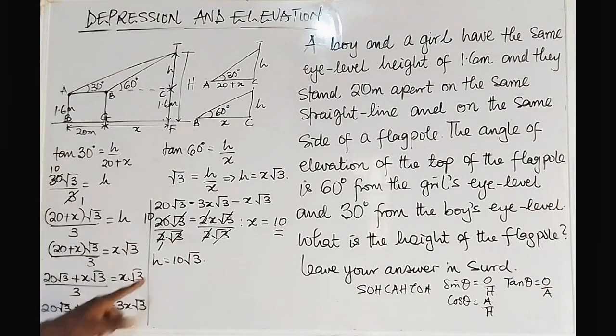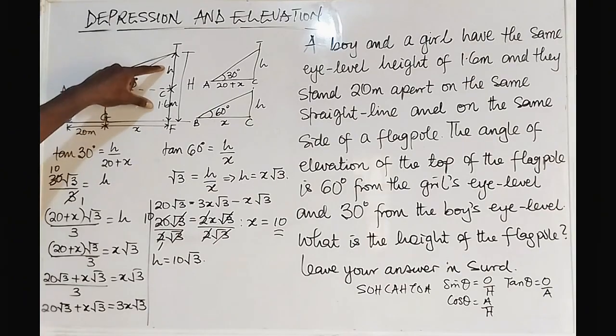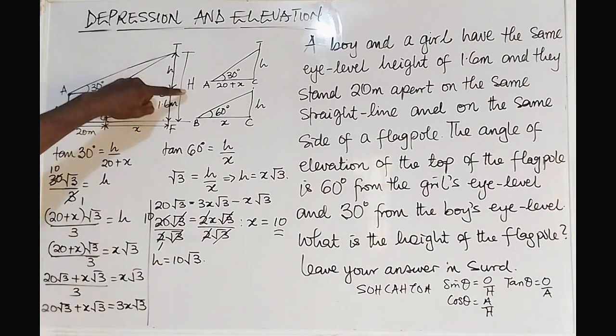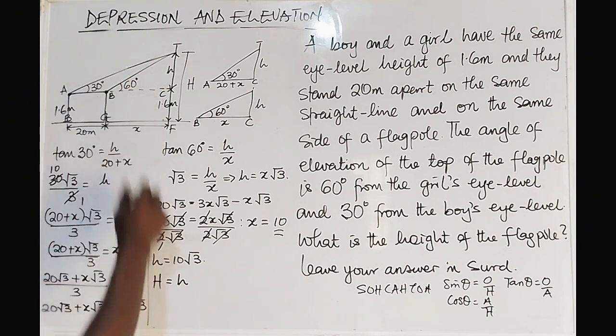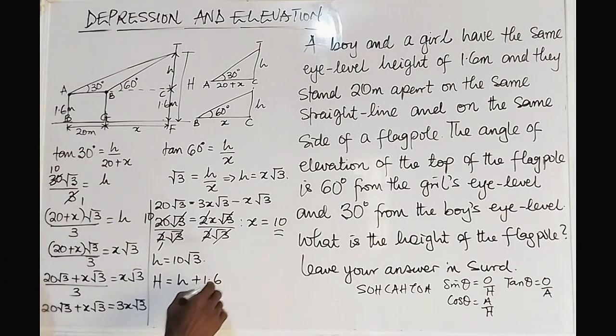Now that we have h equals 10 root 3, the total height here, which is H, will be the smaller h plus 1.6. So here we have that H equals 1.6 plus 10 root 3. Alright, so this is the final answer in meters.